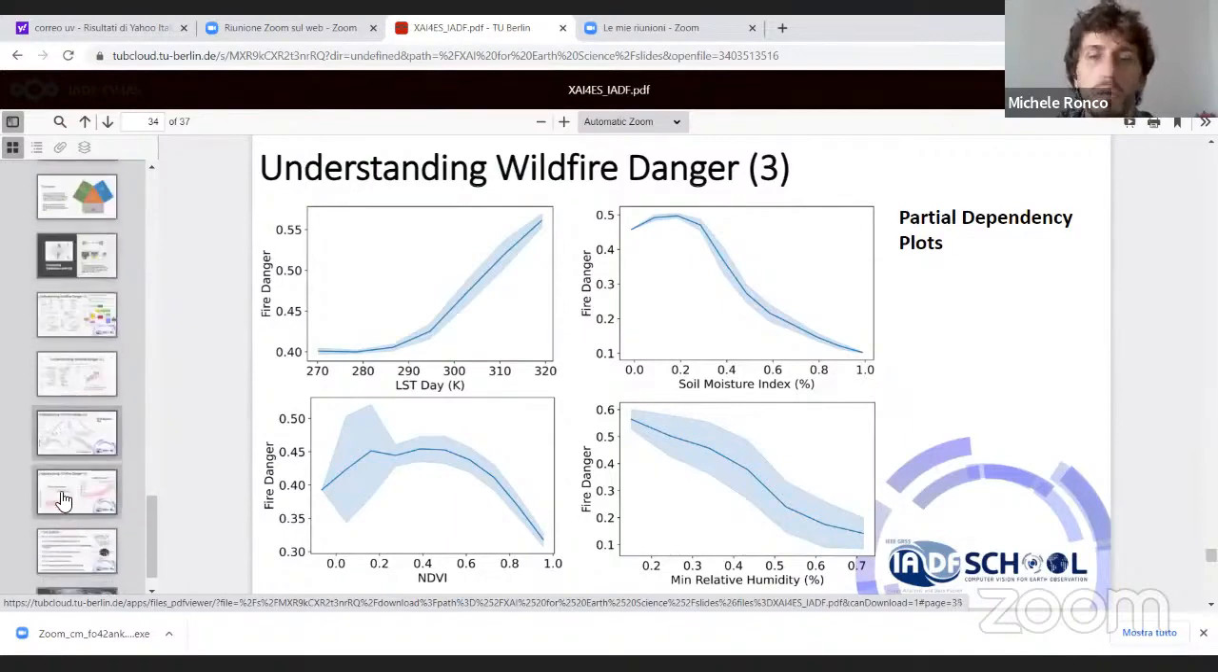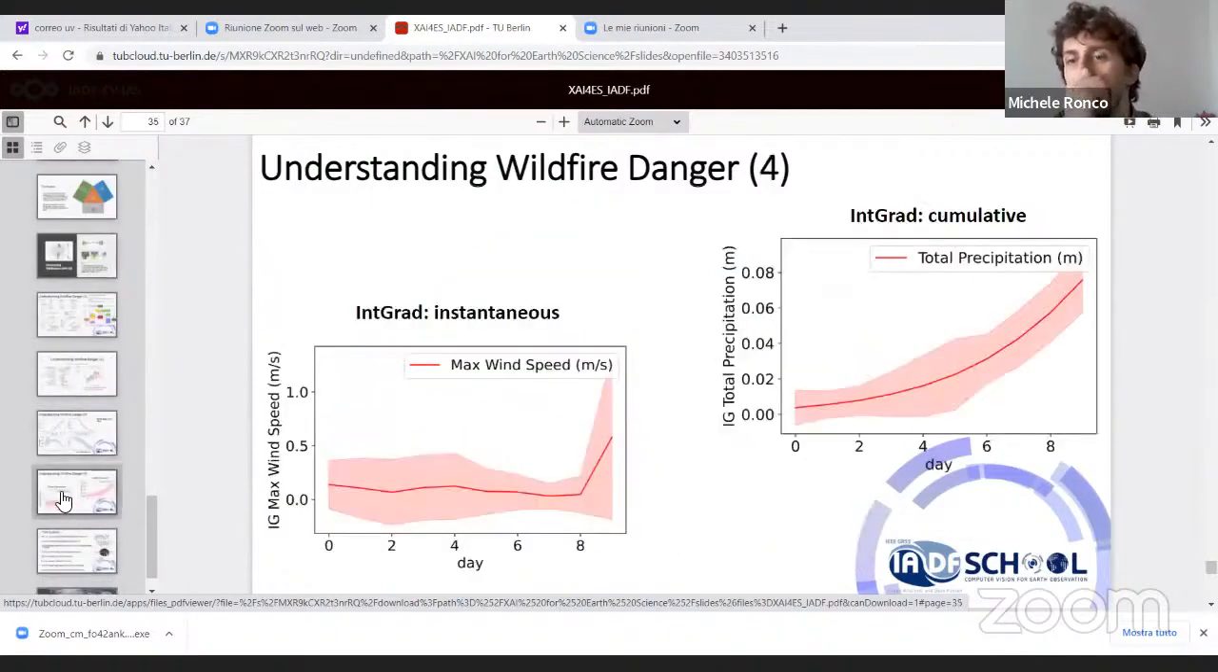And what we looked at as well, in the case of the LSTM, the long short-term memory neural network that uses the time series as inputs, was how the importances change over the input days.